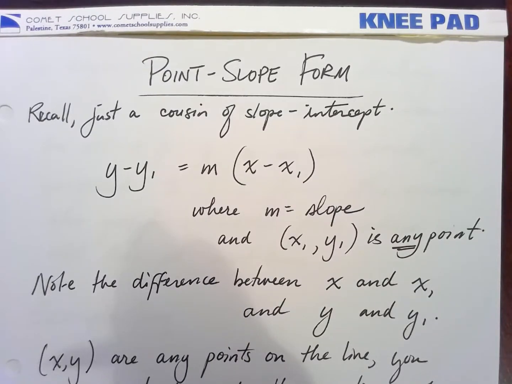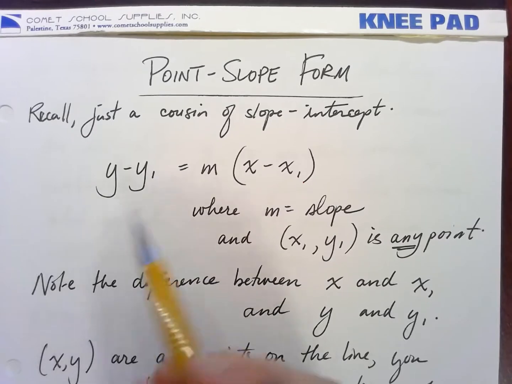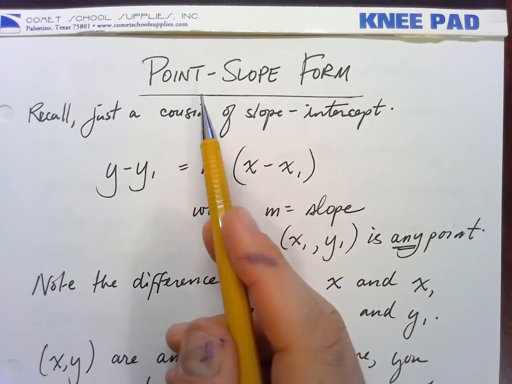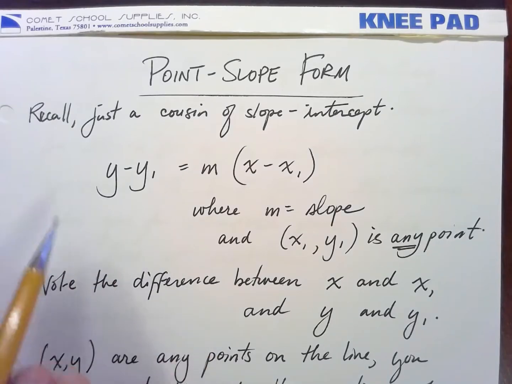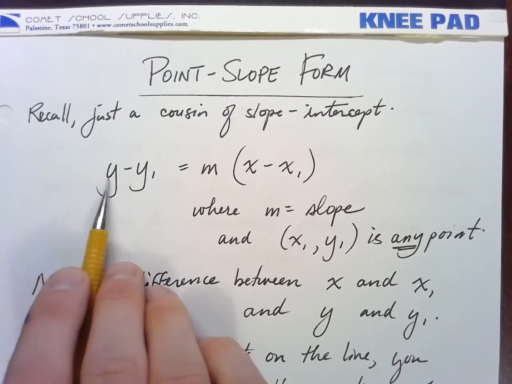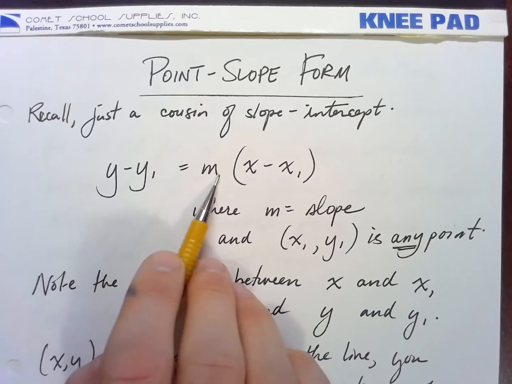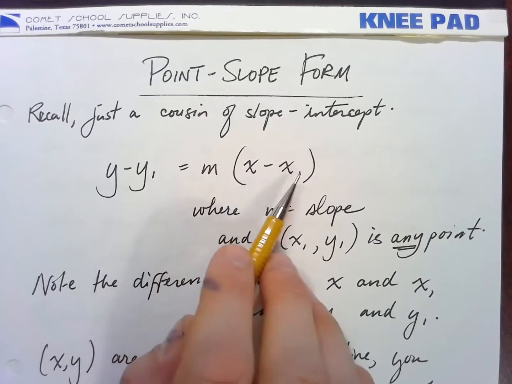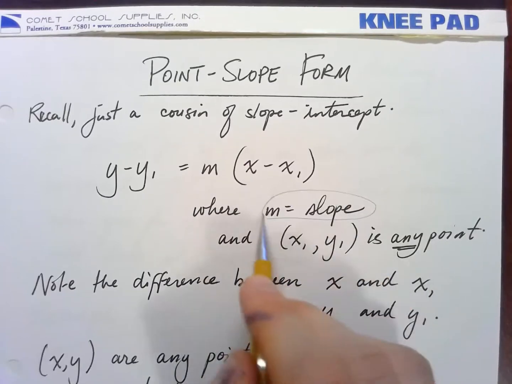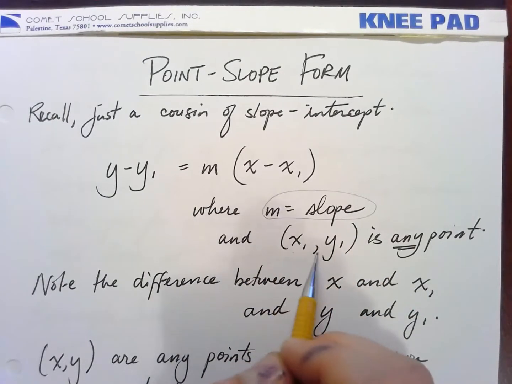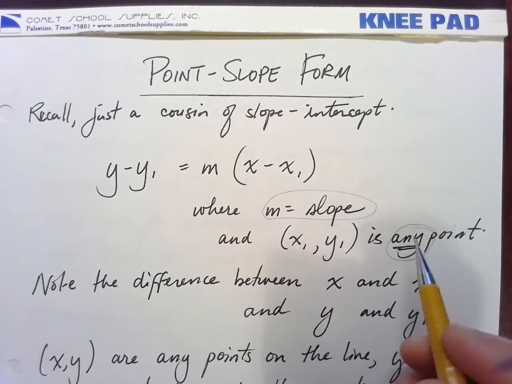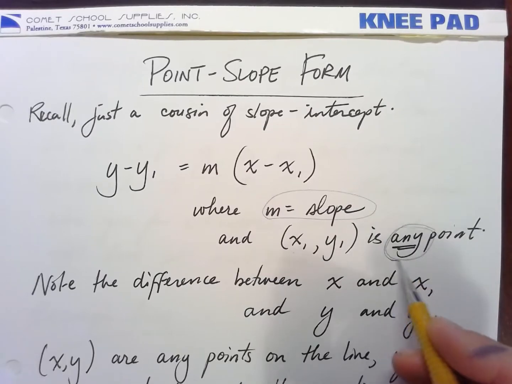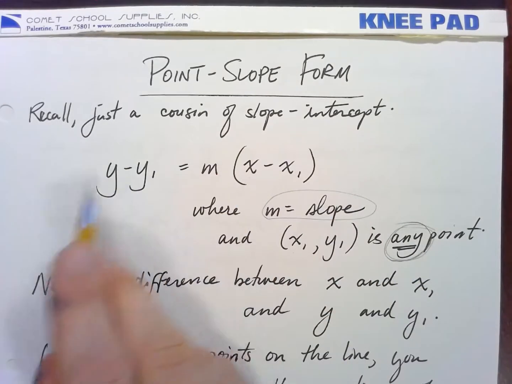Next up in our study of the forms of linear equations is point-slope form, which we're going to see is really just kind of a cousin of slope-intercept that we've already learned. So just to recall, point-slope form is y minus y1 equals m times the quantity x minus x1, and m is still the slope, and x1 comma y1 is any point on the line that you're given. Remember there's an infinite number of points on any line, and any one of those is going to give you the same equation.